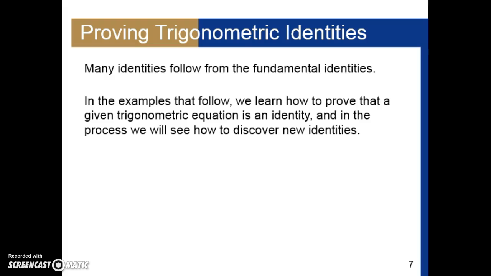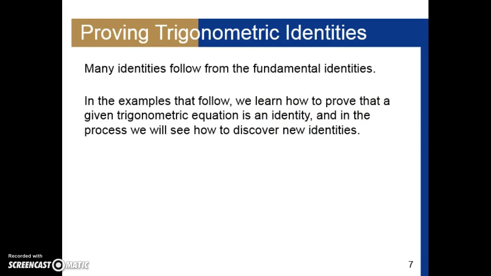So many identities can come from or follow from those fundamental identities that we looked at. In some of the examples, we're going to learn how to prove that a given trig equation is indeed an identity. And by identity, mathematically, we mean that it is always true. If it is an identity, it is always true.